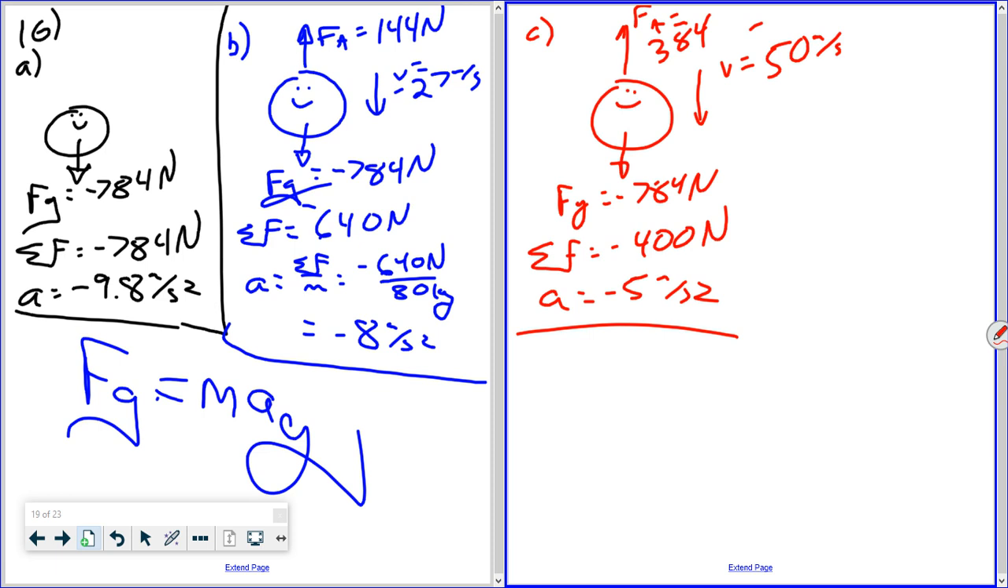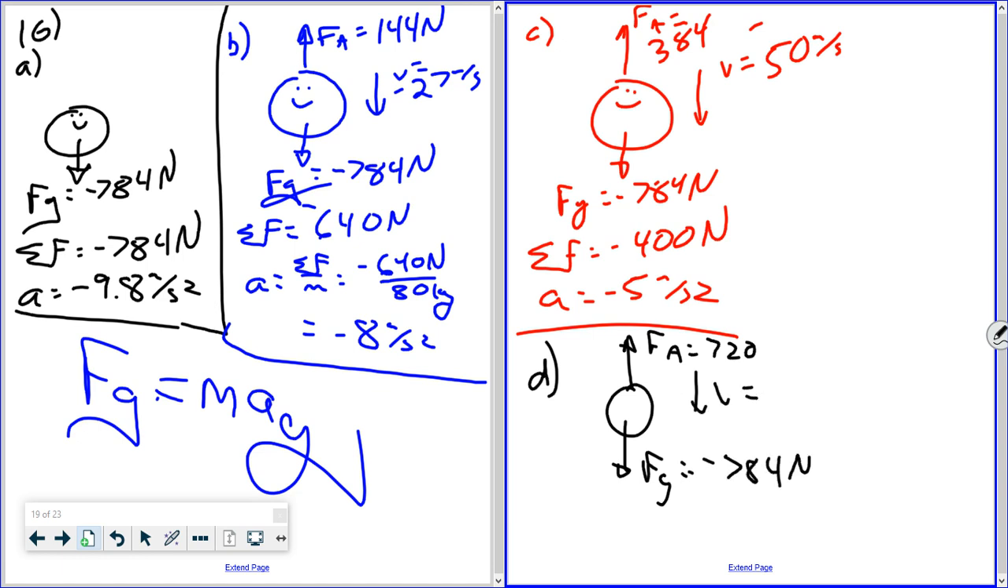So we're going to keep speeding up. So a little bit later, we're going to be going faster. So when you get to D, see if I can squeeze D in here real quick. So in part D, now our force of air resistance is 724? 720? Force of gravity is still negative 784. The velocity here is negative 53 meters a second, I think. And so your acceleration here ends up being negative 0.8 meters per second squared.